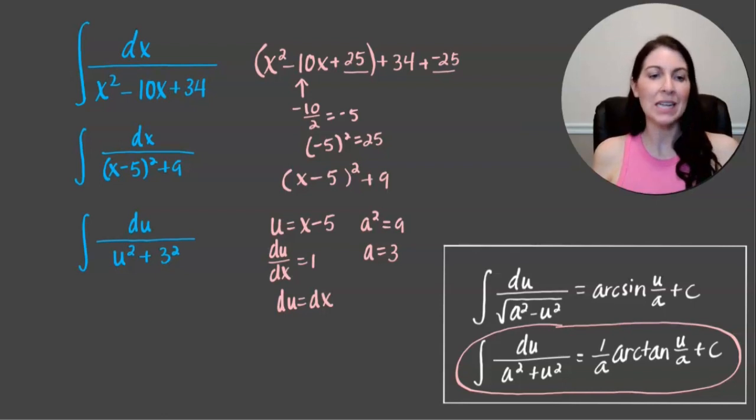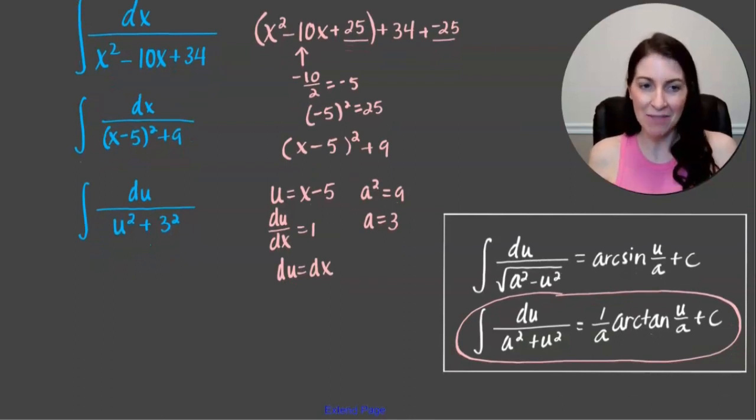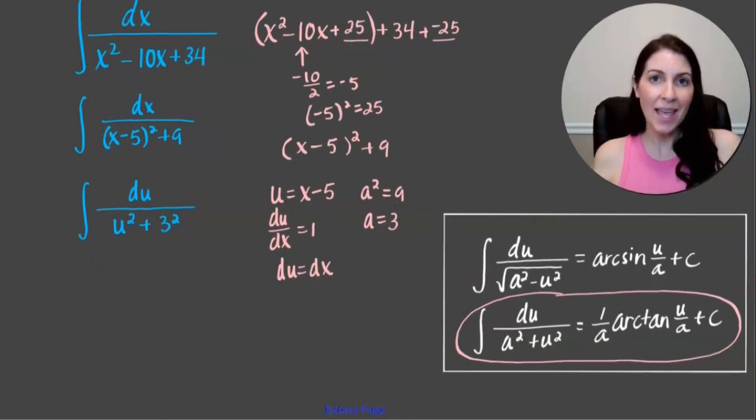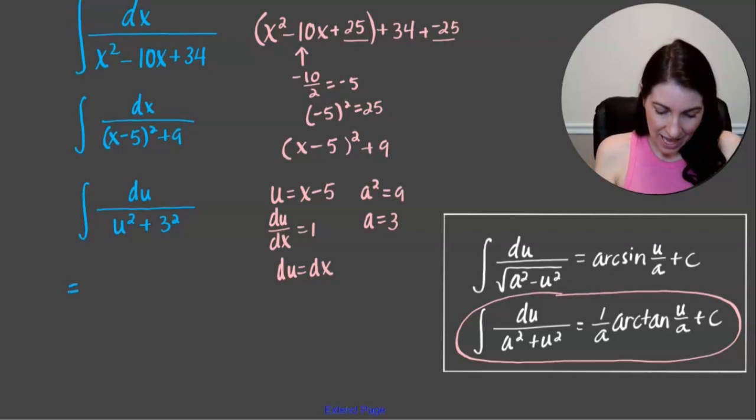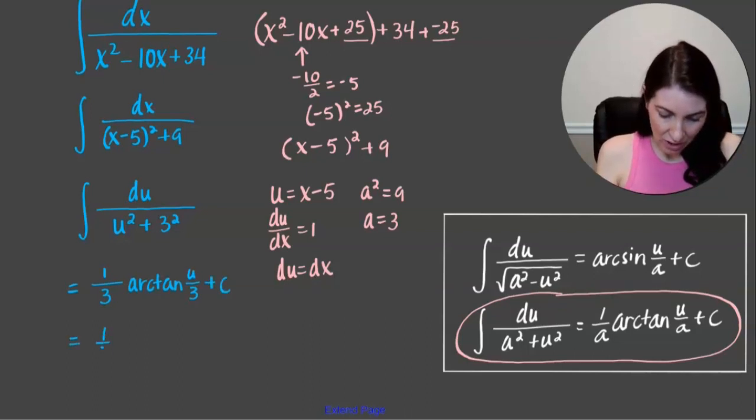Now I know I wrote it in a different order as I have down below, but whether I write it as u squared plus 3 squared or 3 squared plus u squared, I would have the same thing. Now I can integrate this. And as you can see on the right, that would give us 1 divided by a, which is 3, times arctangent of u divided by our a value of 3 plus c. For our final step, all we need to do is replace u with the quantity x minus 5.